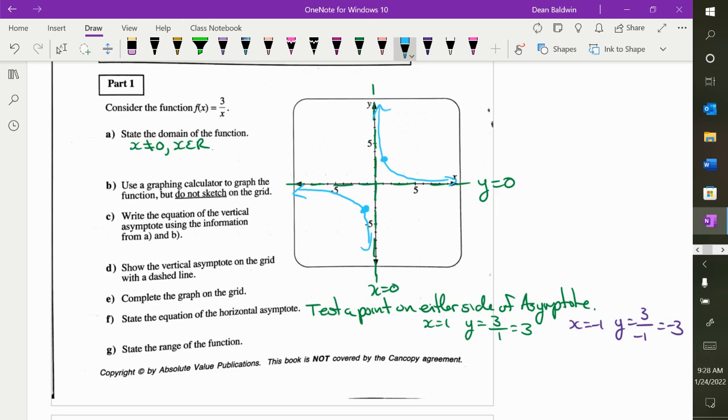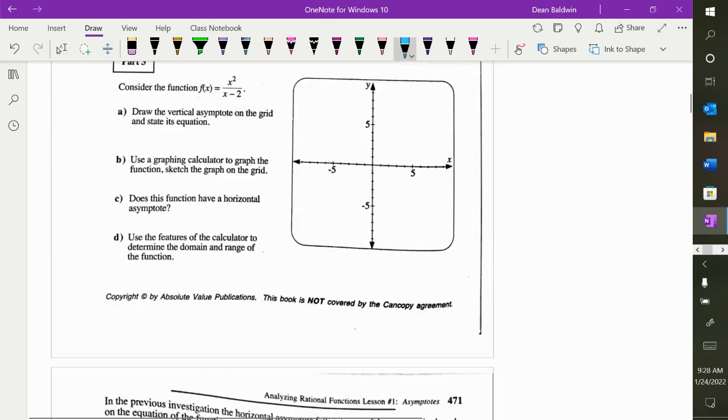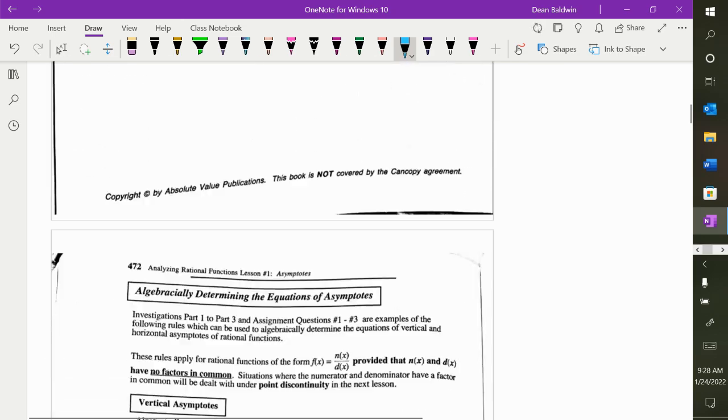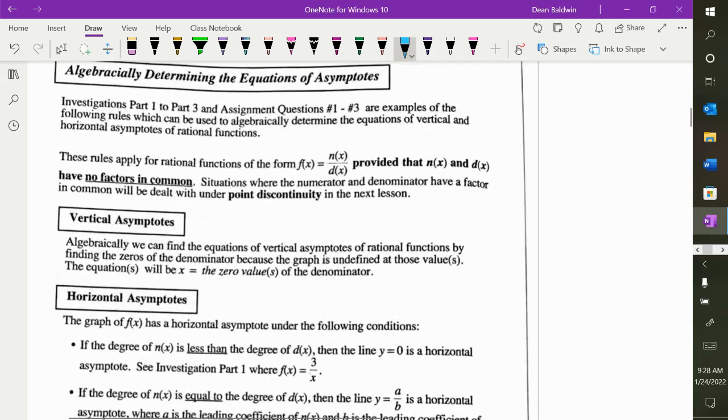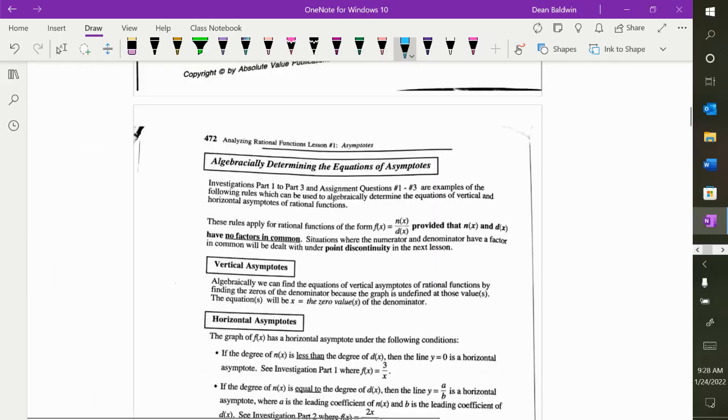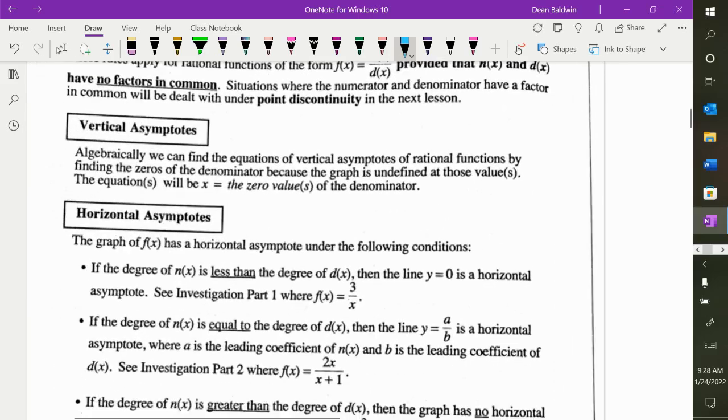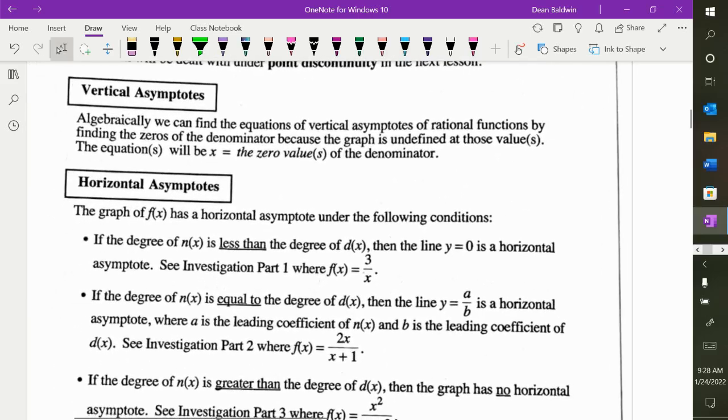All right. I want to skip ahead, and then we're going to come back to 458 because I want to talk about horizontal and vertical asymptotes. So we're going to go to this page right here. All right, this is page 472. Okay. We're going to come back to it in a sec. So vertical asymptotes are the easy things to figure out. They are just what makes the denominator equal to 0.